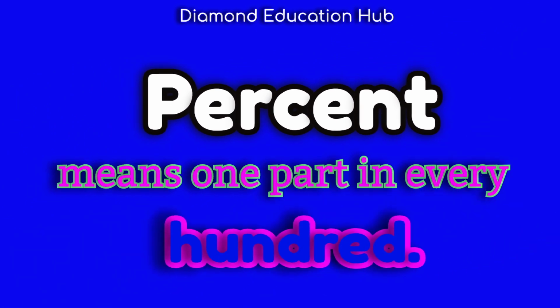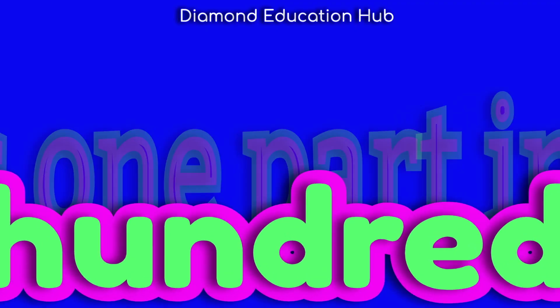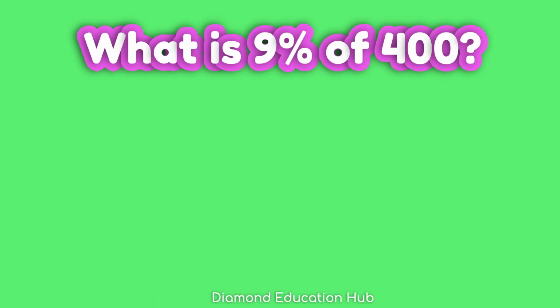In order to calculate percentages, you need to know what percent means. Percent means 1 part in every 100. Let's use that information to calculate this sum. So, what is 9% of 400?